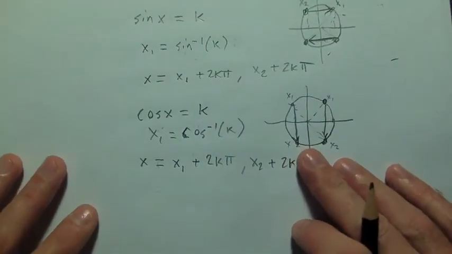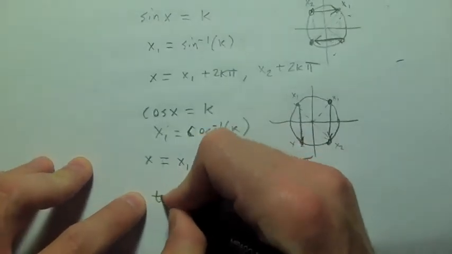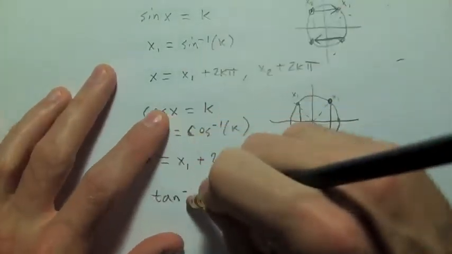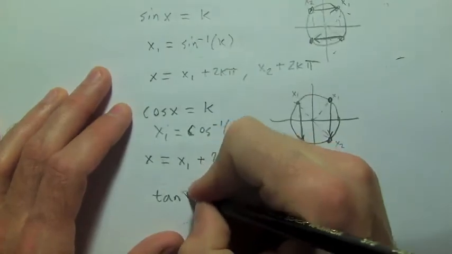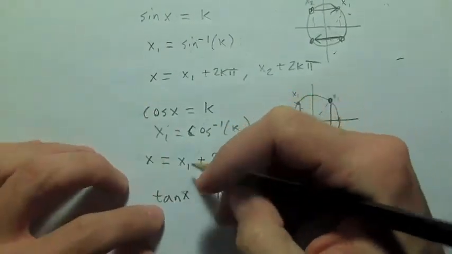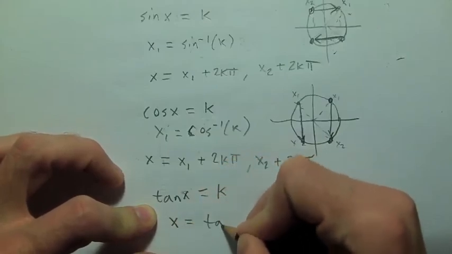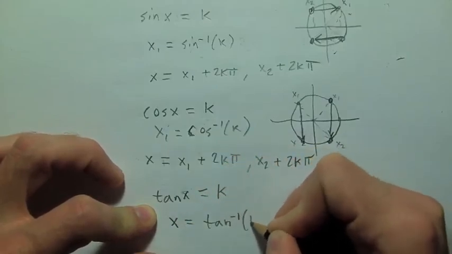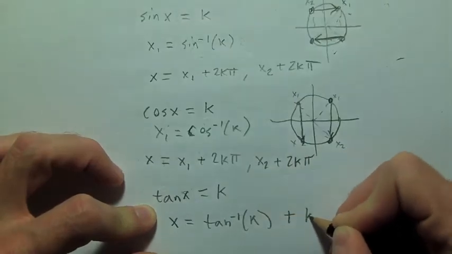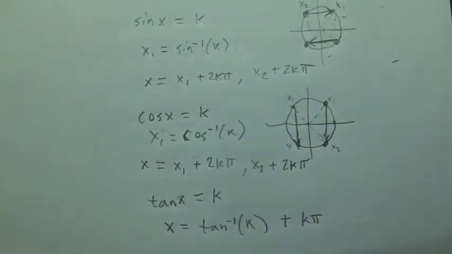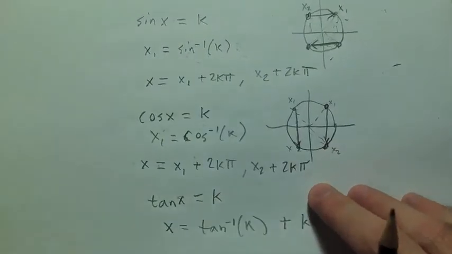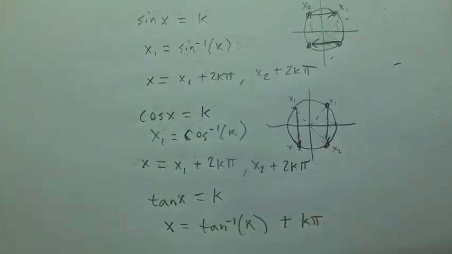Okay? And then tangent is actually much easier. Tangent of x equal to k. Well, what you're basically going to do is x is going to be tan inverse of k, then just plus k pi. You don't have to find a second one, you just add the rotations and you're finished. And that's basically how this works. It's kind of complicated, but really, you get a little practice with it, it's not really that bad.